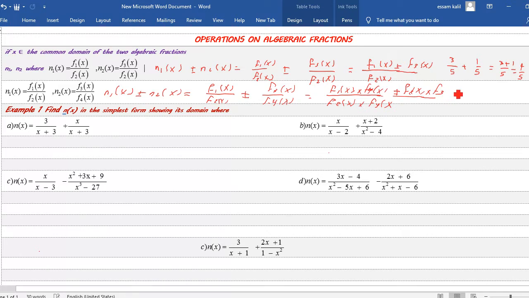For example, 1 over 3 plus 1 over 2, it will become what? Multiplying, the denominator will become 6.